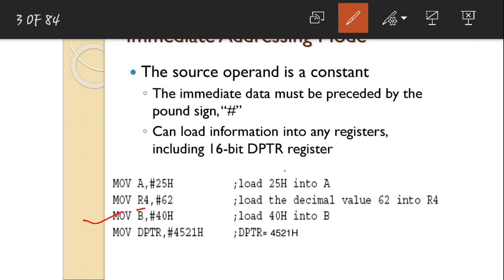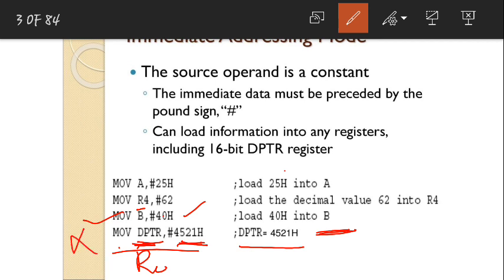Next is MOV. I am trying to move 40H into the B register. So I am loading 40H into the B register. Now B will be equal to 40 after execution of this line. Next, move some 16-bit value into DPTR. After execution of this instruction, DPTR will be equal to this value. I already mentioned before that whenever you move some value into a register, the size of the value should match the register size. If this is a 16-bit value and you take an 8-bit register like R0 or R1, then you will get an error because the size won't match.